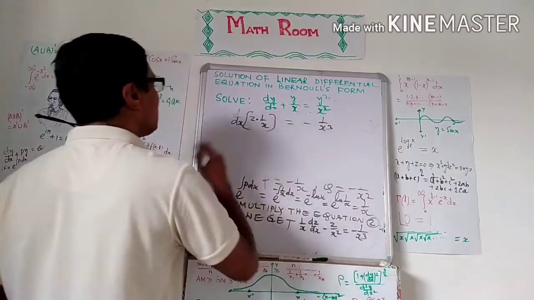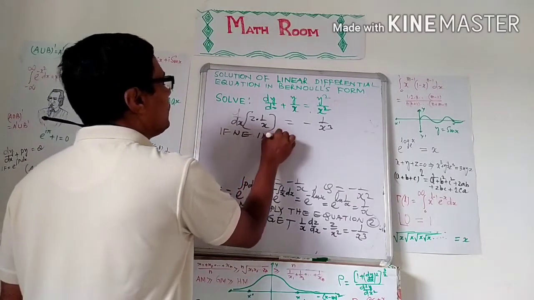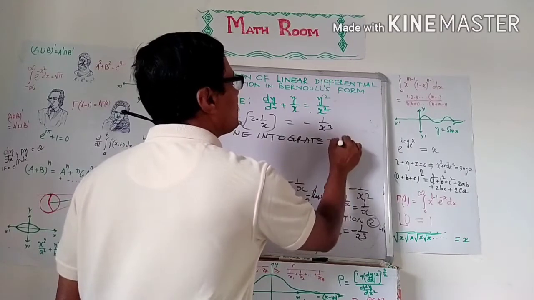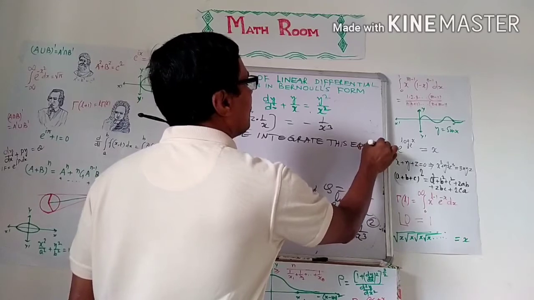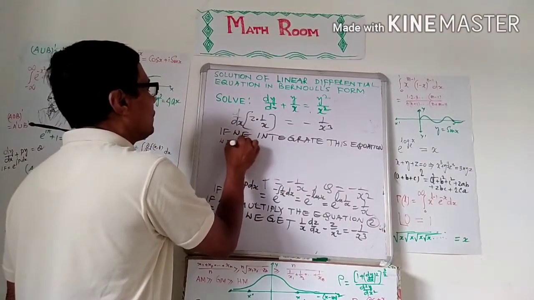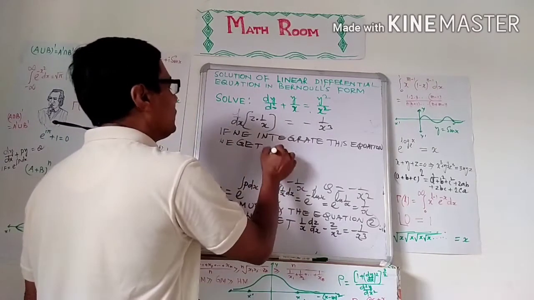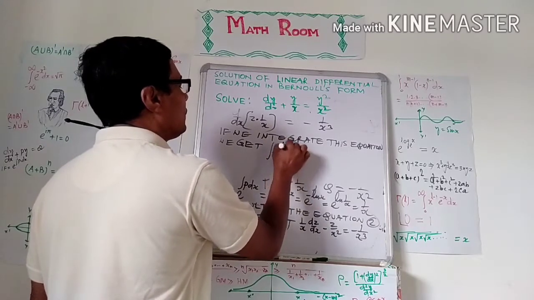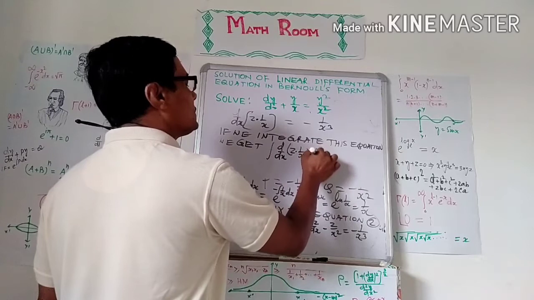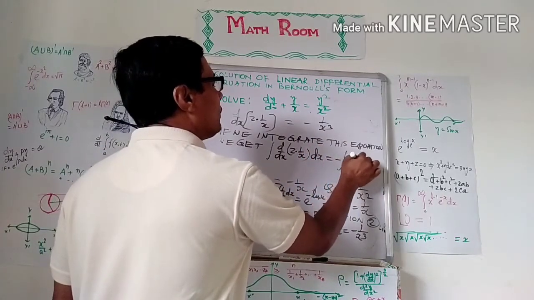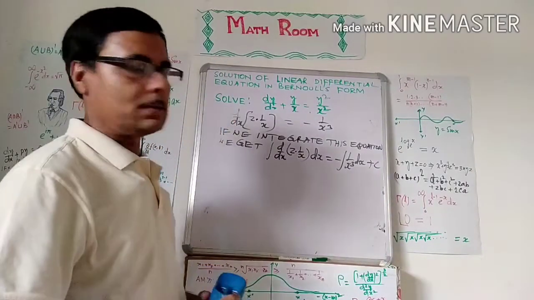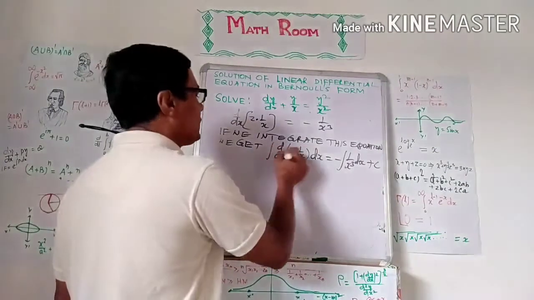If we integrate this equation, we get the integral of d/dx of z into 1 by x dx equal to minus the integral of 1 over x cube dx plus an integration constant.